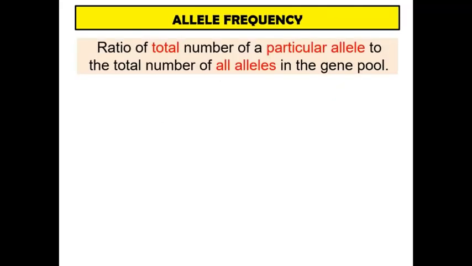Now we learn how to calculate allele frequency. First we have to know what allele frequency means. Allele frequency means the ratio of the total number of a particular allele to the total number of all alleles in the gene pool. The key point here is the total number of a particular allele. We only have 2 types of alleles, dominant and recessive, to the total number of all alleles in the gene pool.